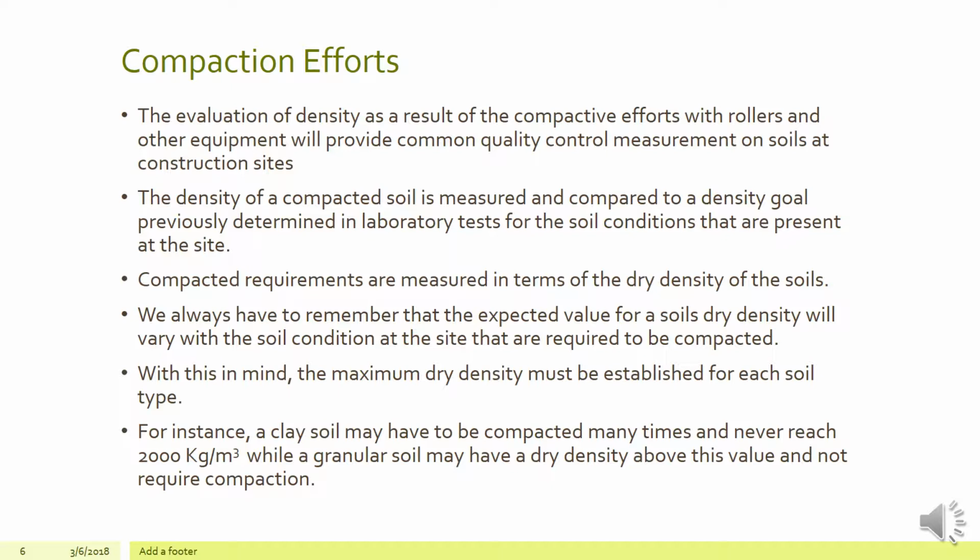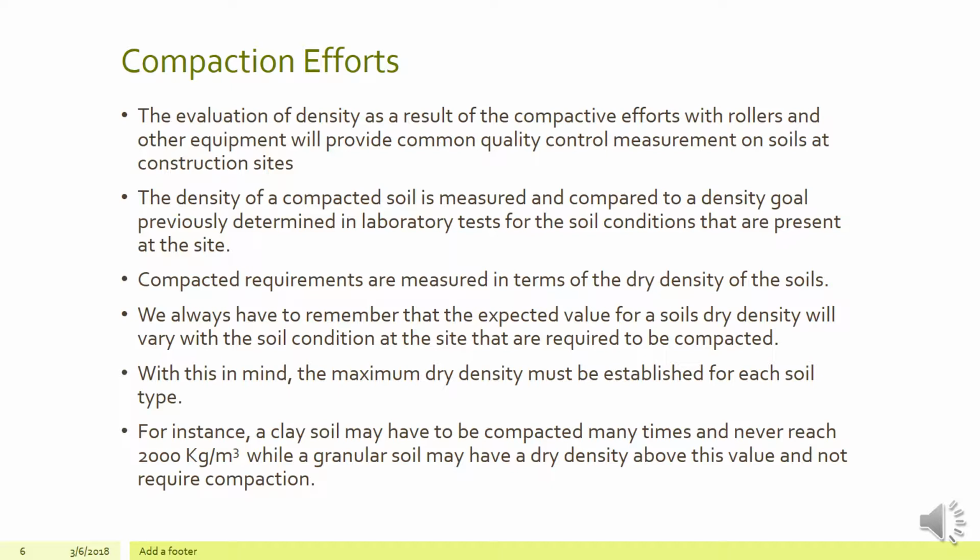Compaction requirements are measured in terms of the dry density of the soils. And of course, we always have to remember that the expected values for the soil's dry density will vary with the soil conditions at the site that are required to be compacted. So again, we're not going to have the same soil conditions on the site. We may have some varying soils, so we've got to look at that density that we're looking to achieve.